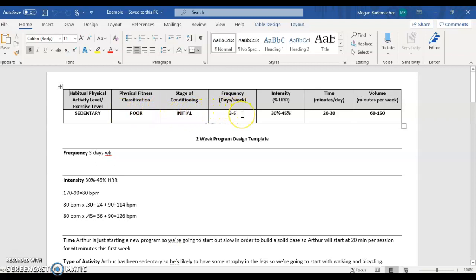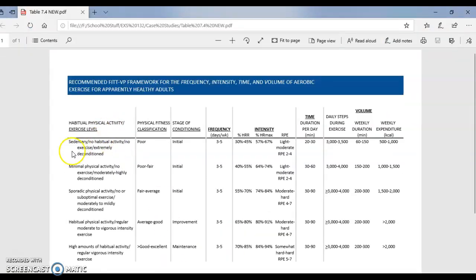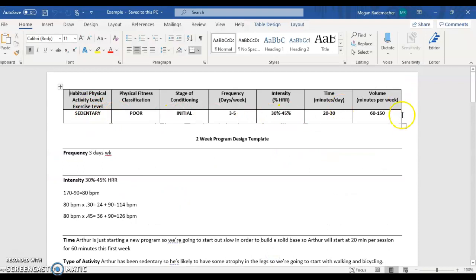3 to 5 days a week of exercise is what's recommended. His intensity is going to be 30 to 45% of heart rate reserve, 20 to 30 minutes a day, and then 60 to 150 minutes per week. And that is literally taken from table 7.4, just following the information across. So we had him in the sedentary, poor, initial, 3 to 5 days a week, 30 to 45% heart rate reserve, 20 to 30 minutes a day, and then weekly duration in minutes was 60 to 150. So literally all you had to do was copy that information and stick it in the top one.